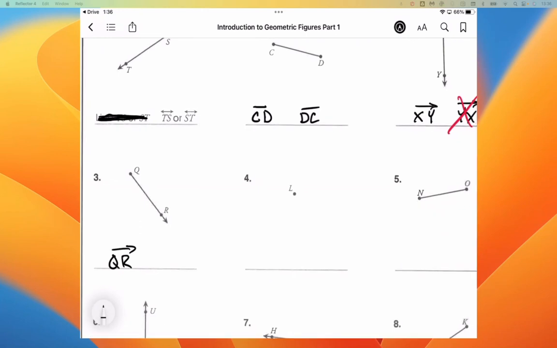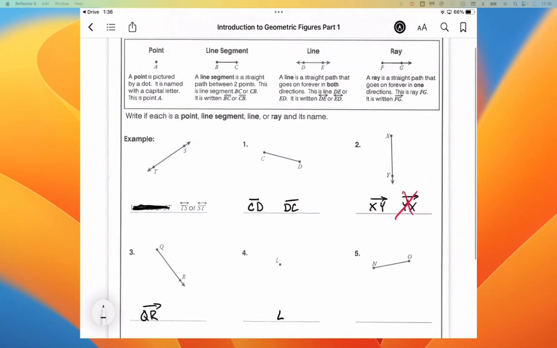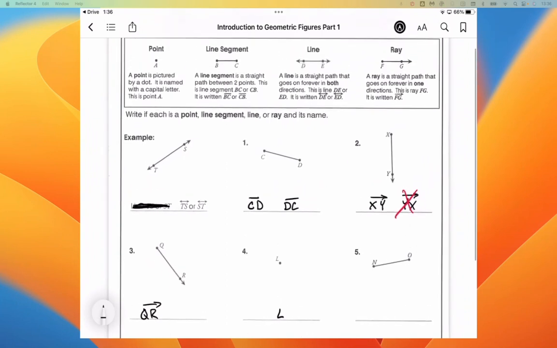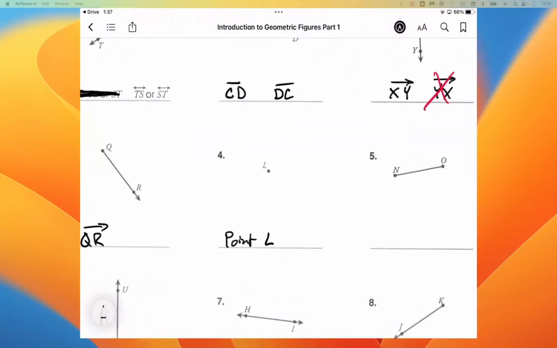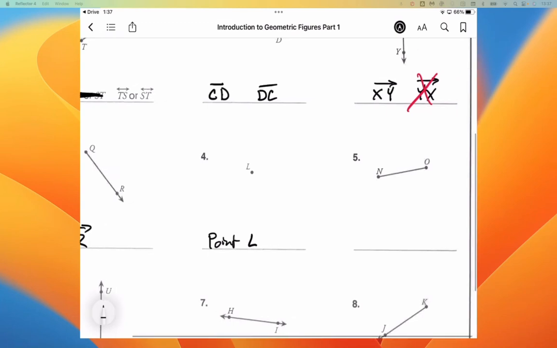Next, we have point L, and we'll just say L, or what do they say up here? Do they say we have to say the word point? Most of the time, I'm going to go ahead and put point L. I don't like writing words in geometry, but in this case, I sort of have to: point L. Next, we have NO. And it's a line segment, so it could be read either direction, NO or ON.